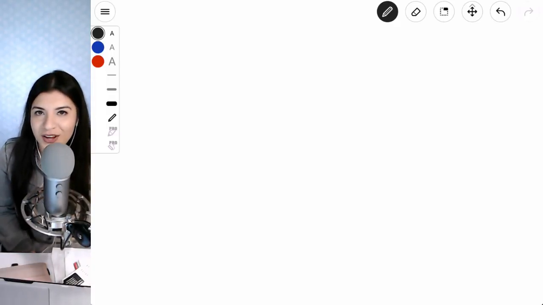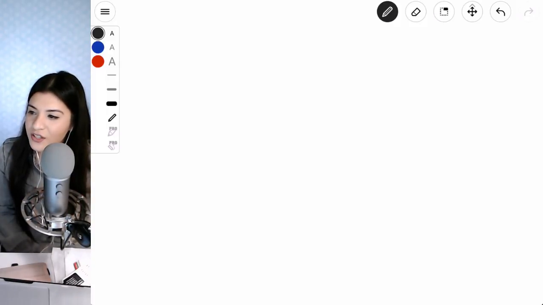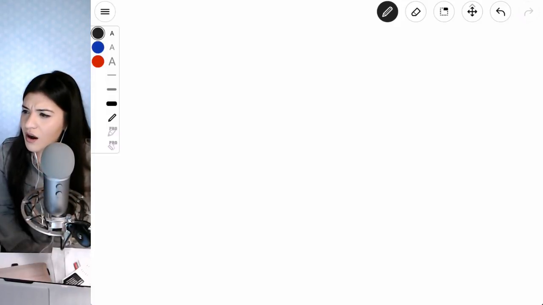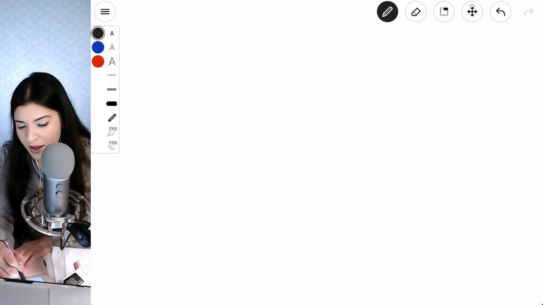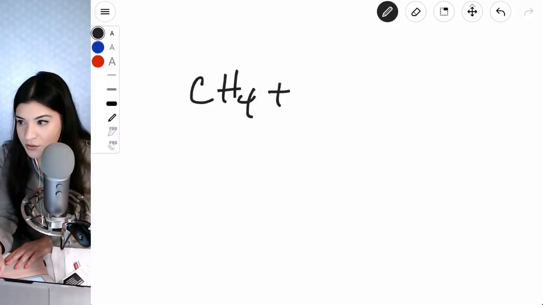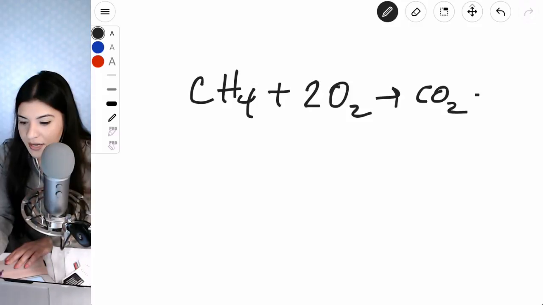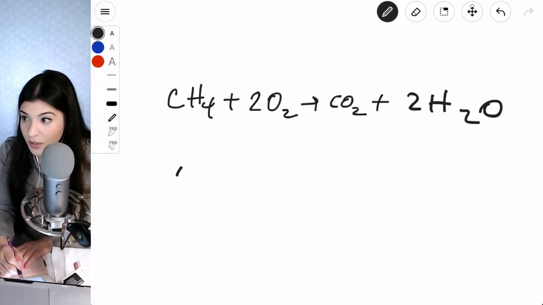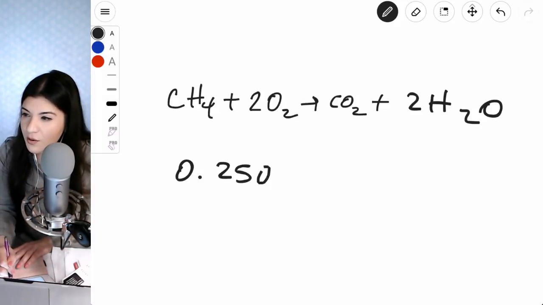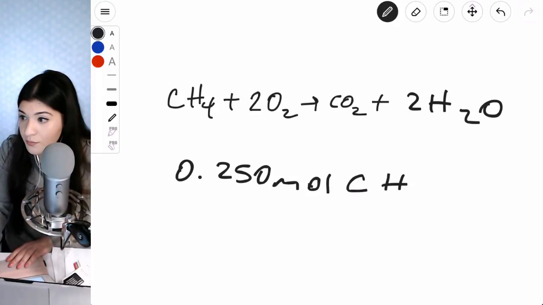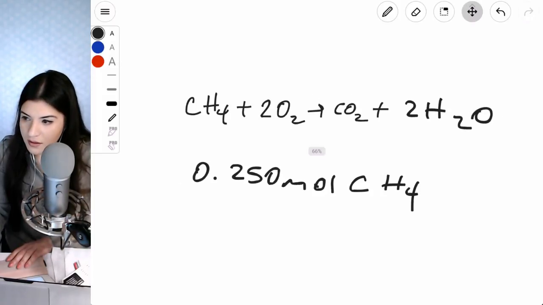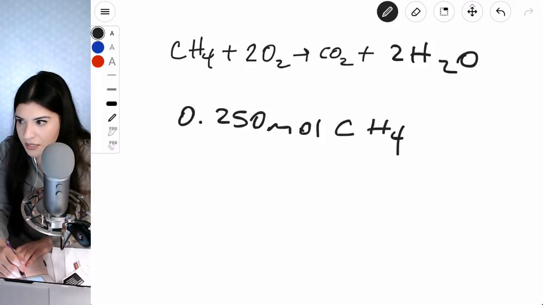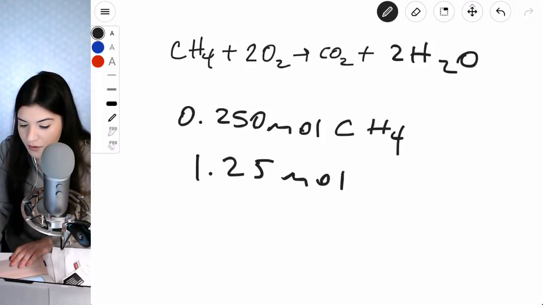I have another question from Jackie, and she says, can you please do a limiting reactant question when only given moles of an element? For example, if we have CH4 plus 2O2 yields CO2 and 2H2O. Okay, and we were given 0.250 moles of methane. Methane is CH4. And then was burned in 1.25 moles of oxygen or O2.